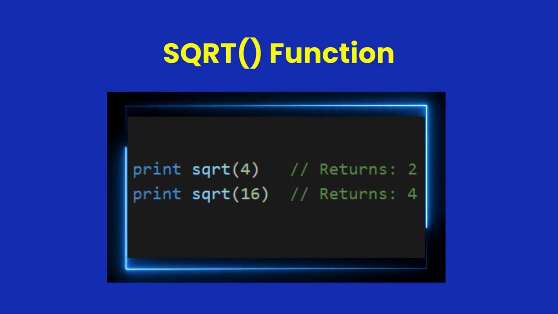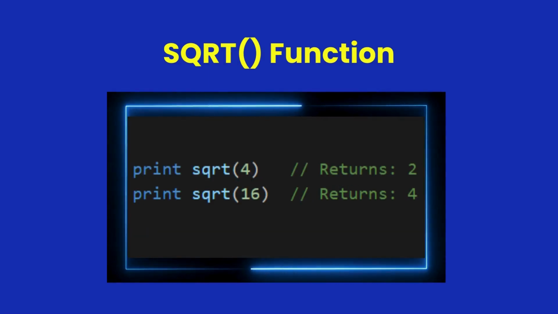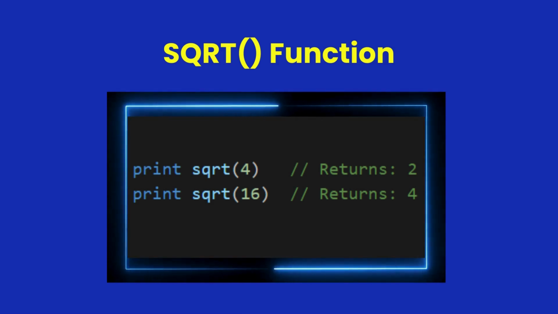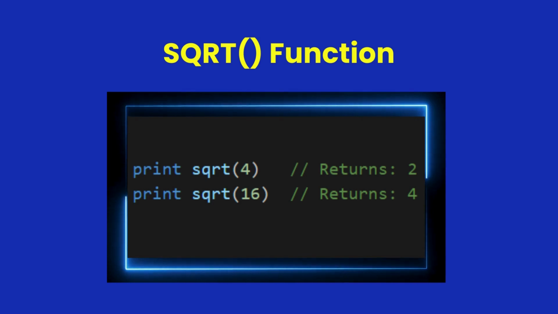The square root function returns the square root of a number. Examples are: the square root function is essential for finding the square root in mathematical operations.